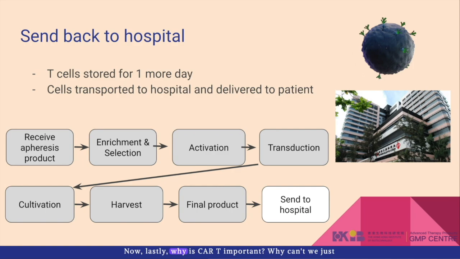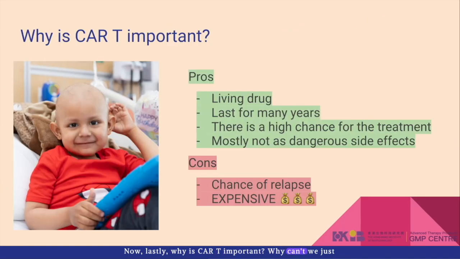Now lastly, why is CAR T important? Why can't we just use some other therapy such as radiotherapy or chemotherapy? Well, first of all, CAR T cells allows for the body's own immune system to fight back against the cancer, effectively making it a living drug. And it also lets the T cells recognize the targeted cancer and prevent the specific cancer from repopulating for a while. And this treatment can also last many years.